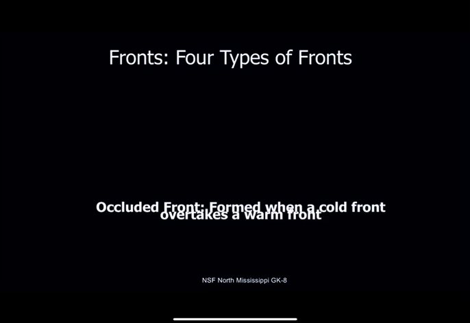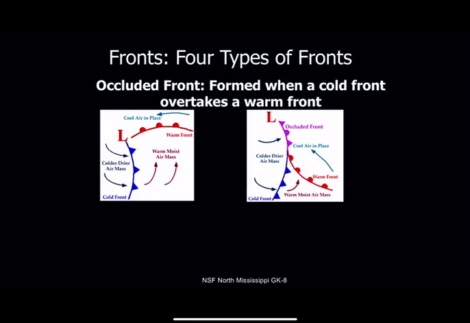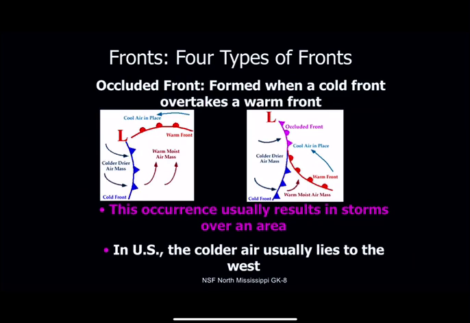So now let's look. An occluded front is formed when a cold front overtakes a warm front. This is basically what it looks like on a map. This occurrence usually results in storms over a large area. In the United States, the colder air usually lies to the west.